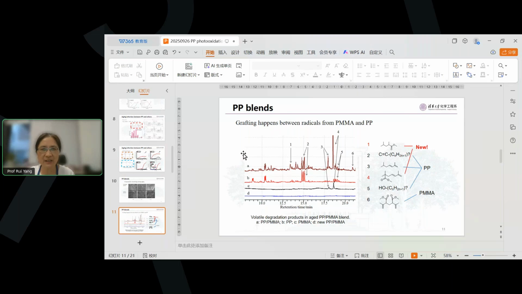So we detect the volatile products of the PP/PMMA blend. We can find that this one, the D, is the new PP/PMMA. There's no volatile product at all. For PMMA, it shows that fragments from PMMA itself appear. But for the PP/PMMA blend, it shows some new peaks. These new peaks seem like the grafting products of PP and PMMA.